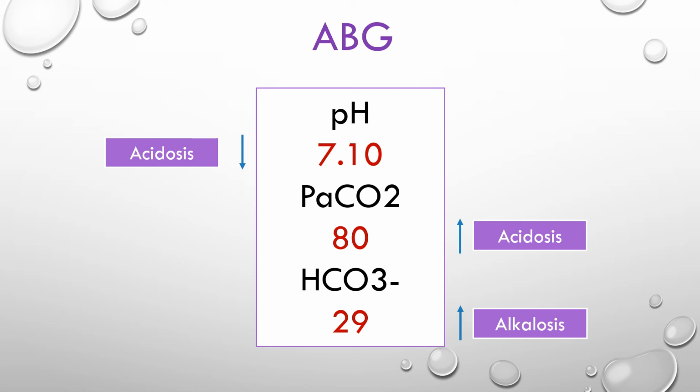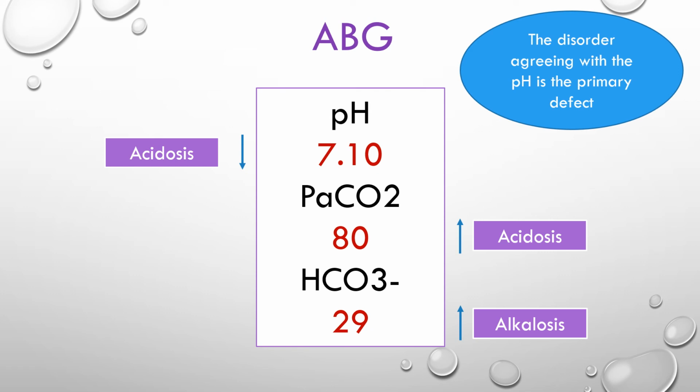Since the pH is low, we know that the patient is in acidosis, and whether this acidosis is due to respiratory or metabolic component will have to be determined from the PaCO2 and bicarb levels. Here the rule is that the disorder agreeing with the pH is the primary defect. When we look at the bicarbonate, it shows alkalosis, which is not agreeing with the pH, which shows acidosis. So the bicarbonate, that is the metabolic component, is not the primary defect here.